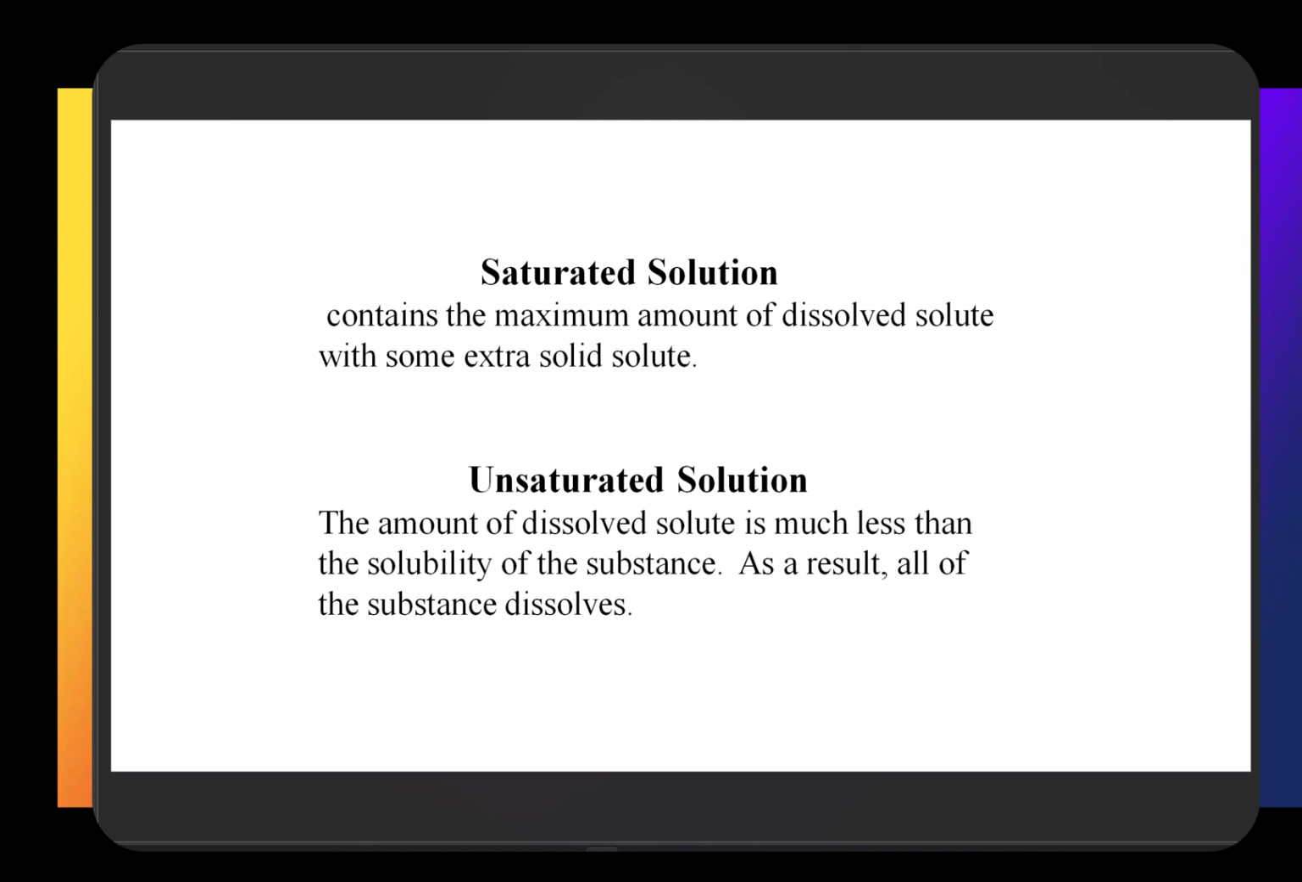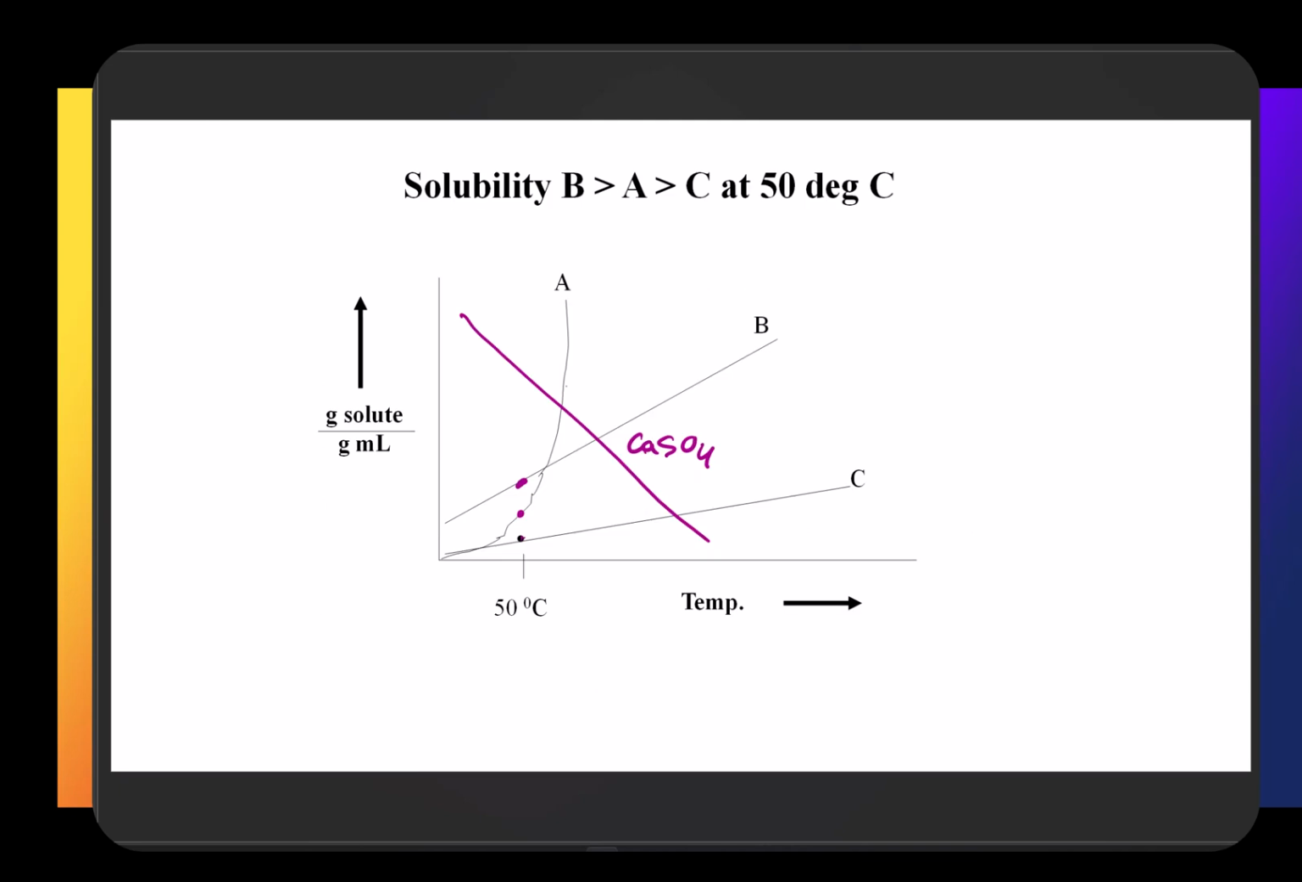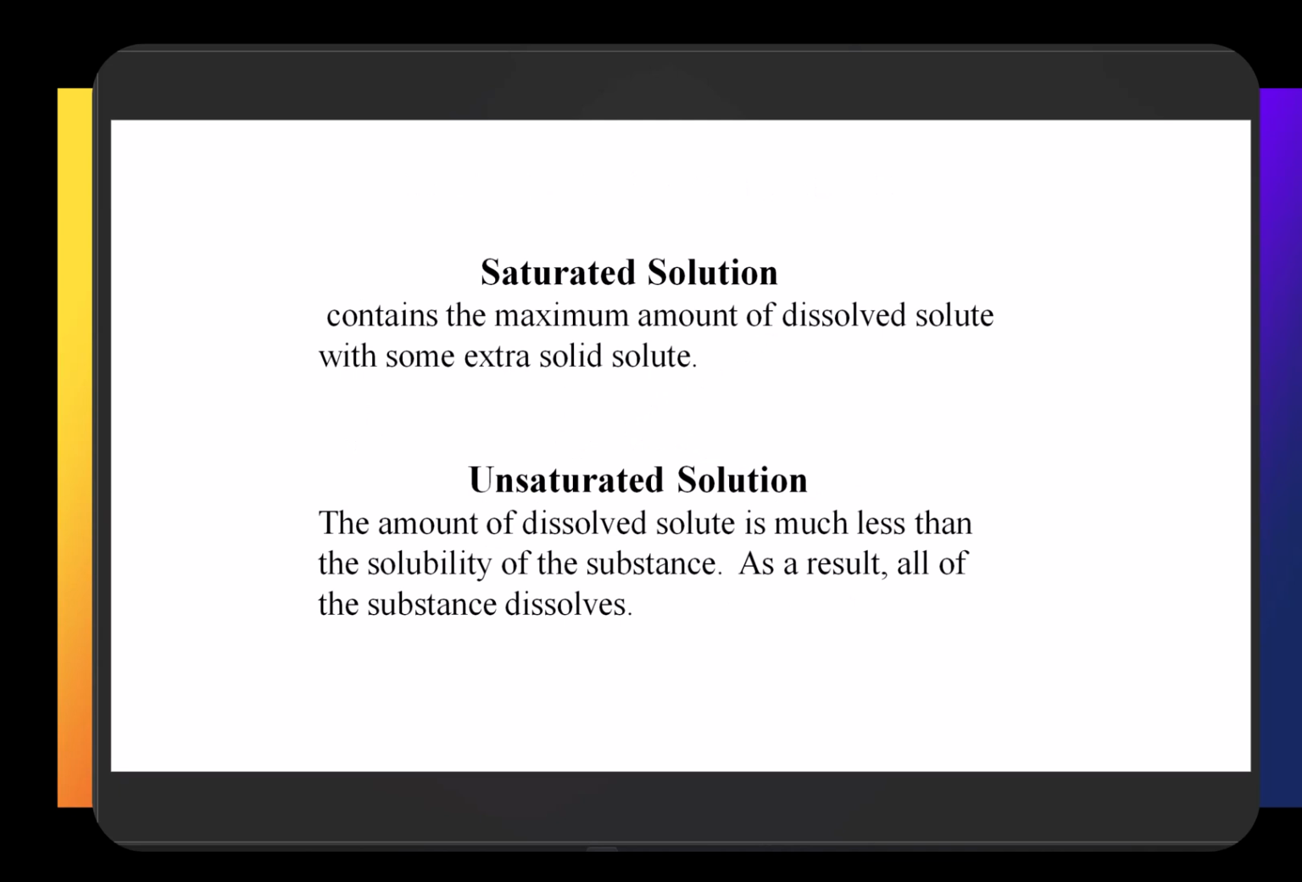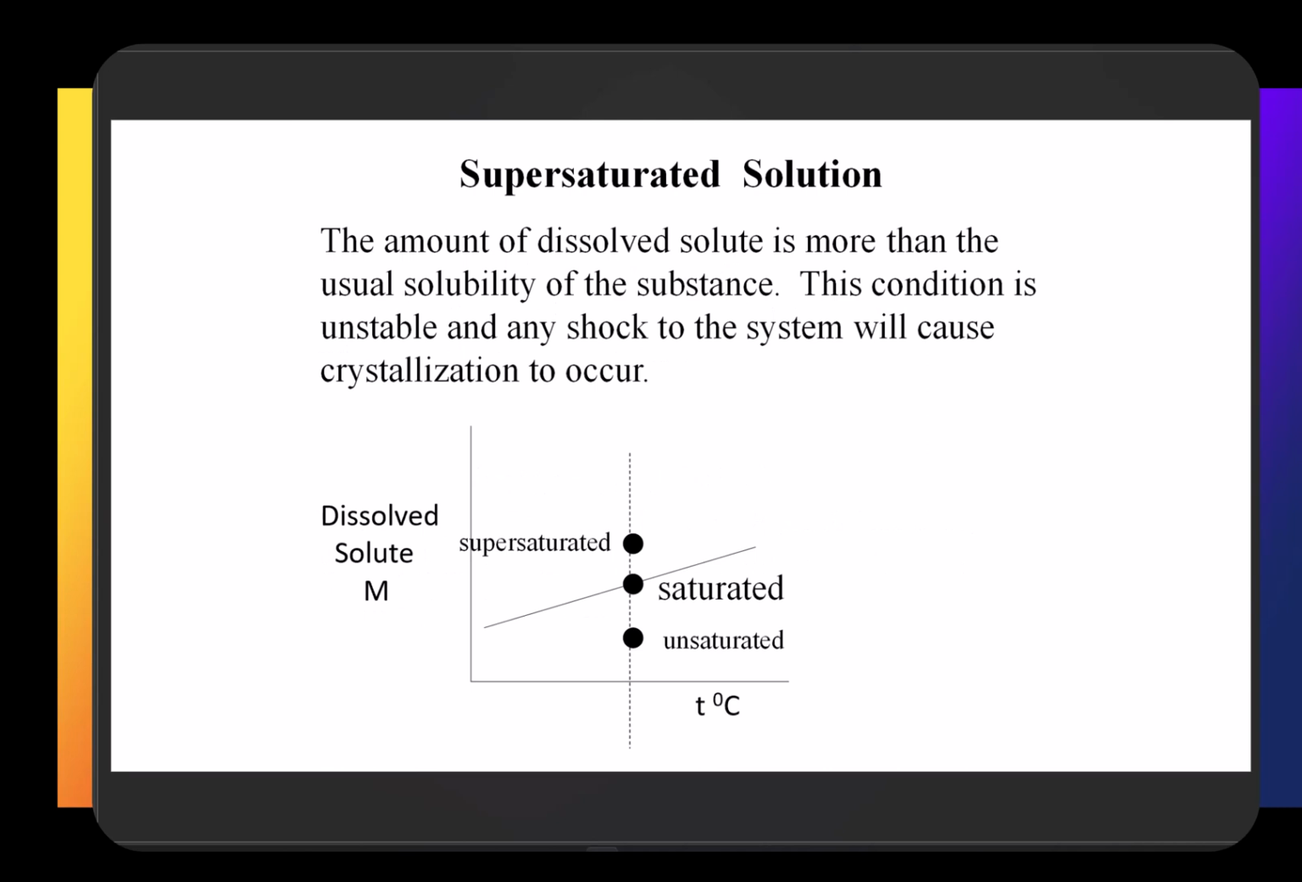A saturated solution is one that contains the maximum amount of dissolved solute with some extra solute that doesn't dissolve. So it refers to any of the points on these curves here. Every one of these points refers to the maximum amount of solute that can dissolve in a given amount of solvent. That's called a saturated solution. Unsaturated solutions are those that contain less than the maximum amount. And it's even possible, if you're very careful, to create a supersaturated solution, one that contains more than the saturated solution.